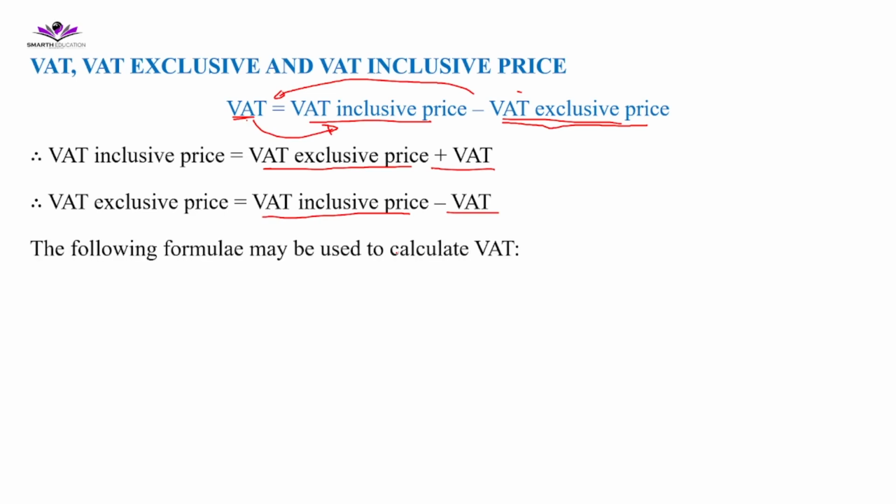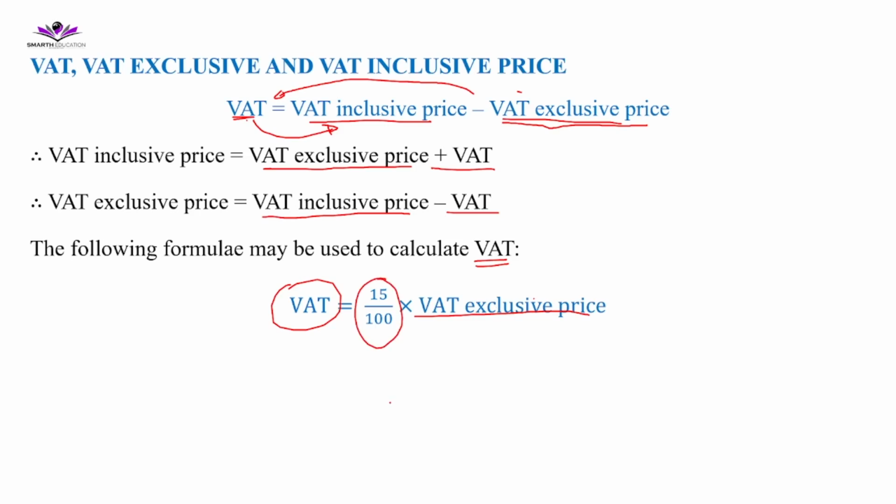Right, the following formula may be used to calculate VAT. Remember we said VAT is how many percent? We said it's 15%. If you find 15% of the VAT exclusive price, that will give you your VAT amount. If you have your VAT exclusive price, you can easily find 15% of that price, then that will give you your VAT amount. There are more formulae that I want us to discuss before we go to examples.